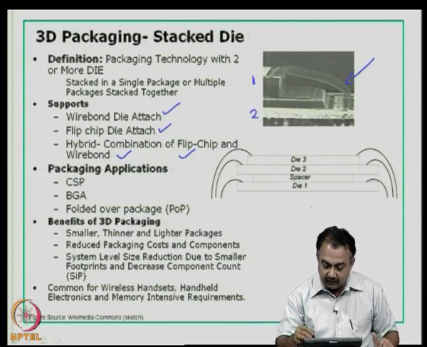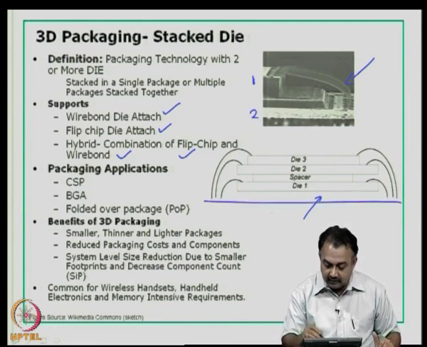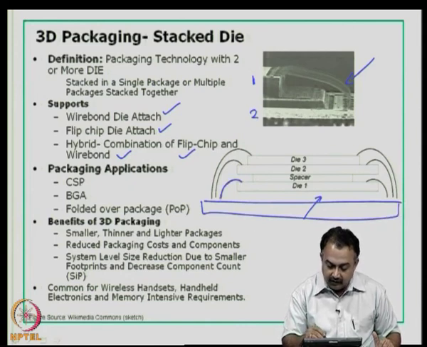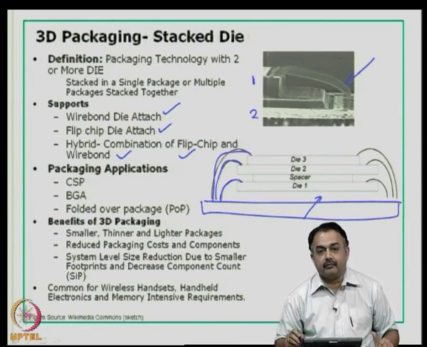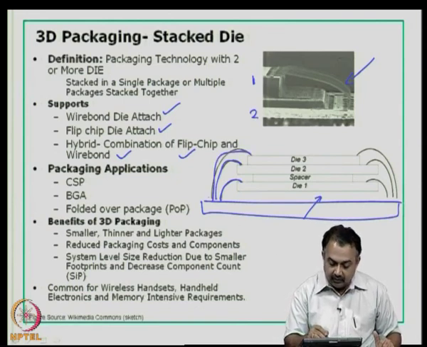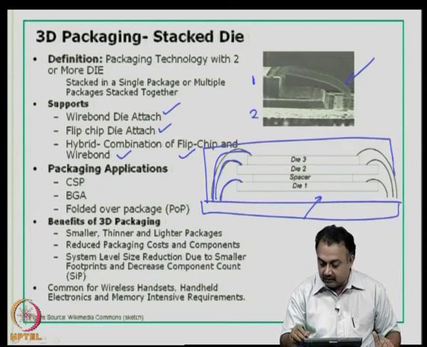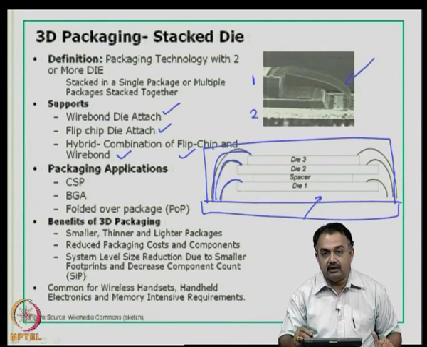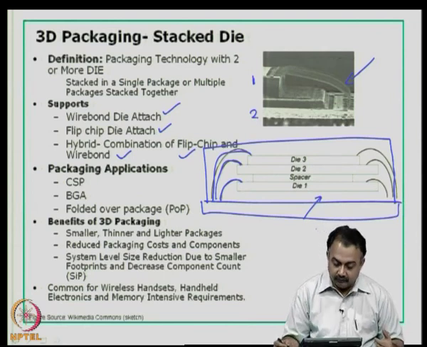For example, if you look at this sketch here, you can have die 1, die 2 and die 3, and you could have a common substrate here, okay, and the wire bonds are drawn to the common substrate, correct, and then you could have a package done for this. So, this is really custom built packaging.